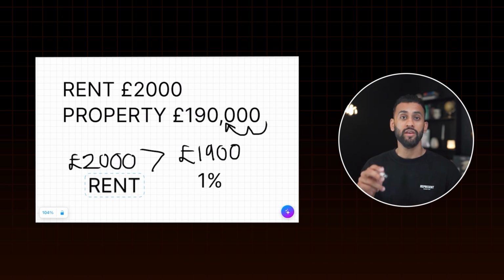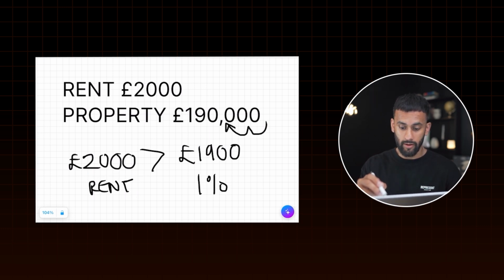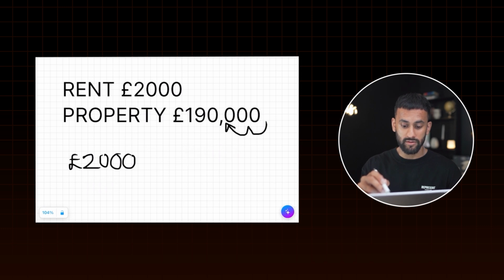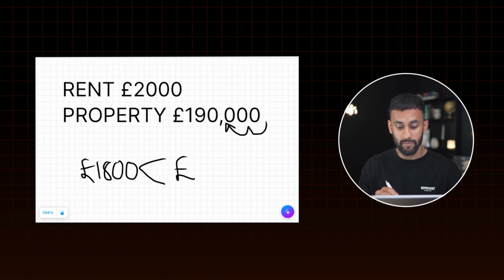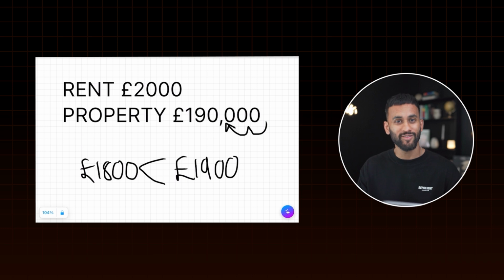So essentially what you can see is this particular property does meet the 1% rule. But if this, for example, the rent, instead of £2,000, was, let's say, £1,800, then it obviously wouldn't meet the 1% rule because £1,900 is greater than £1,800.